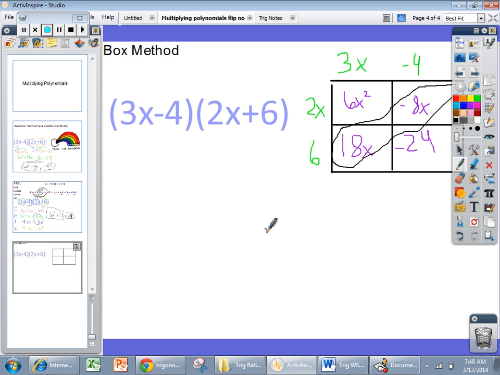If you want to circle them, you can. That was a little challenging for me to circle. So first thing, go ahead and write your 6x squared. And then we have to do 18 minus 8, which is 10x. And then last but not least, your minus 24.